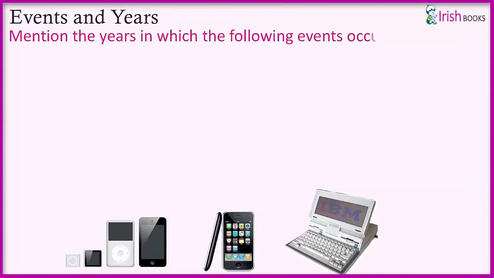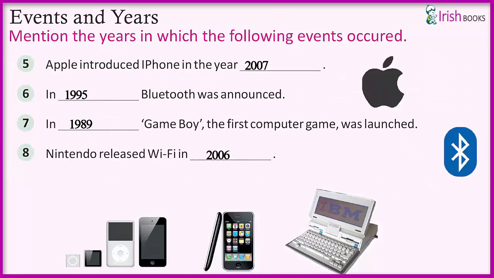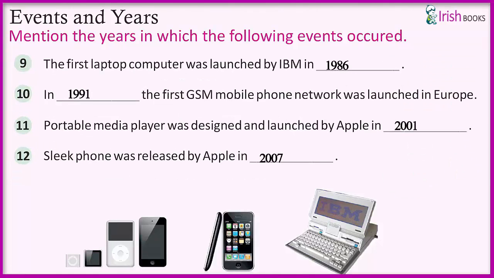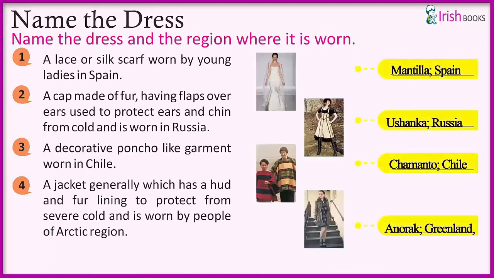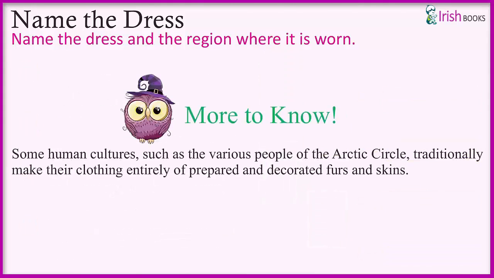Events and years. Mention the years in which the following events occurred. Name the dress. Name the dress and the region where it is worn. More to know. Some human cultures, such as the various people of the Arctic Circle, traditionally make their clothing entirely of prepared and decorated furs and skins.